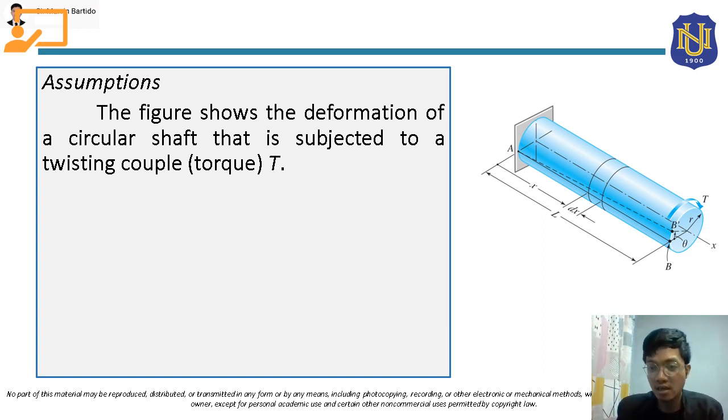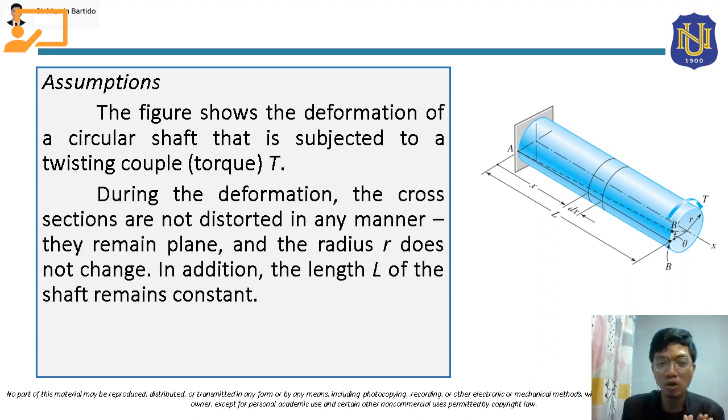So, class, in the deformation, our assumption is that during deformation, the cross sections are not distorted in any manner. That means it will not warp and it will not change in shape, this circular cross section will not change in shape. It will not warp, and it will also not bulge in or bulge out. It will remain plain.